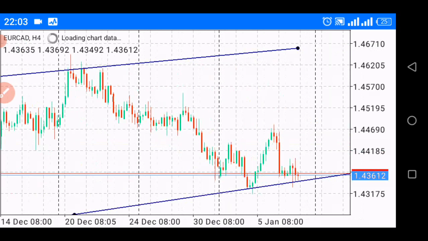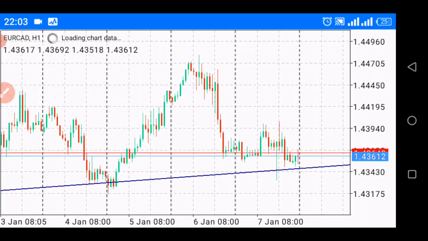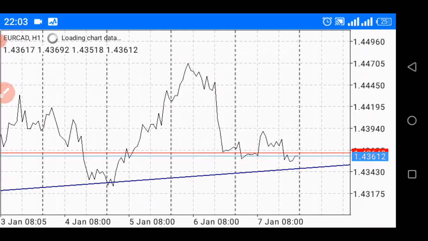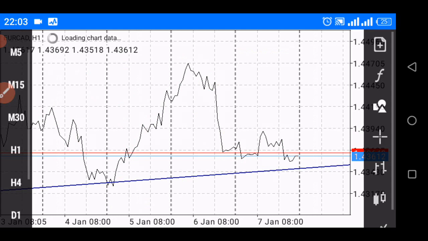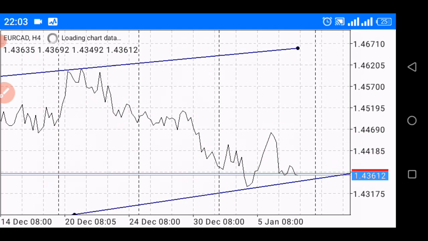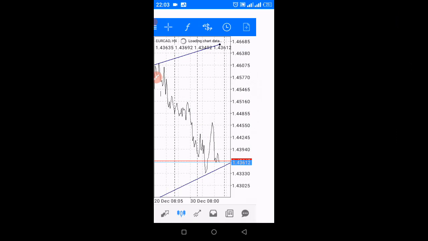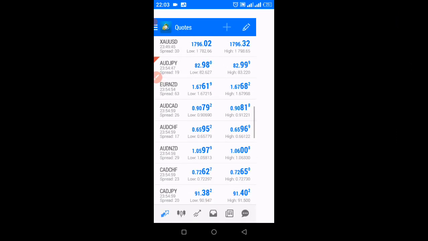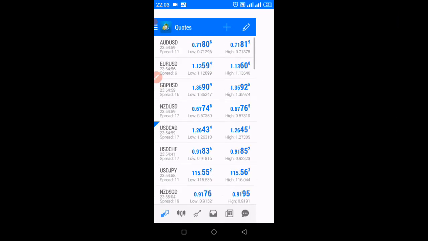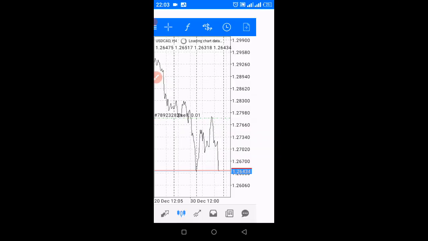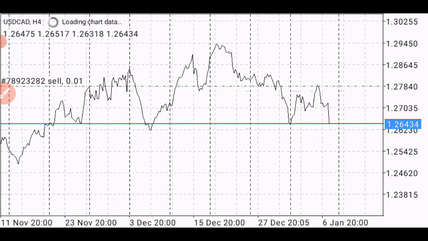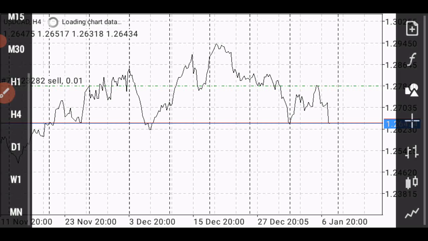So guys, let's go to 1 hour. So the same thing here. We just have to wait to see how the market is going to react. So let's go to another example, guys. Let's go to EURCAD. Let's start from the monthly charts.